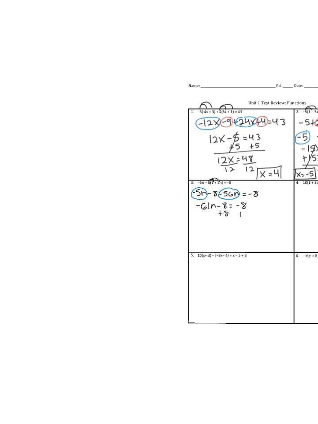I want to get all my numbers on one side, so I'm going to add 8 to both sides. -8 plus 8 is 0. So do not just stop at this point and say, it equals negative 61 or equals 0, whatever. We need to figure out n. We're going to divide both sides by whatever's in front of n. 0 divided by negative 61 is just going to give you 0. Okay?